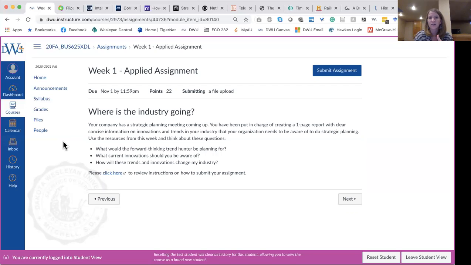Specifically, I don't think a year ago anybody saw COVID coming, and it has completely changed how people communicate. So going forward, what should you be preparing for? And then if you have questions on how to submit it, go ahead and click here and then submit your assignment. So that's kind of a very quick overview.